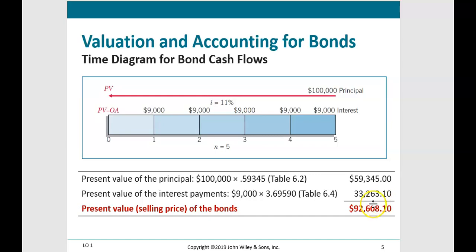Now, we don't need to know how to calculate the present value of the bond. We'll always be given that amount. But the difference between the principal, the future value, the face value of the bond, $100,000, and the present value, the amount of cash that's going to be received at time zero, that difference represents the discount on the bonds.